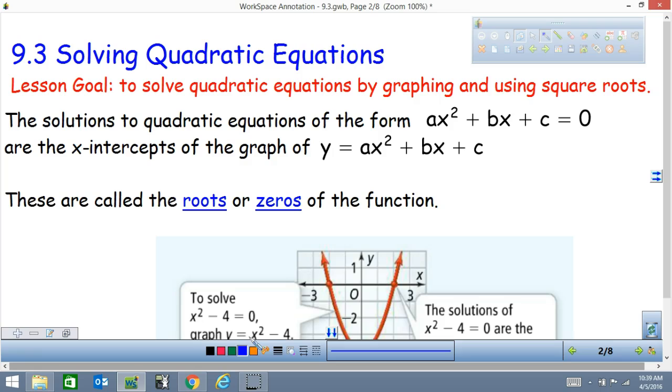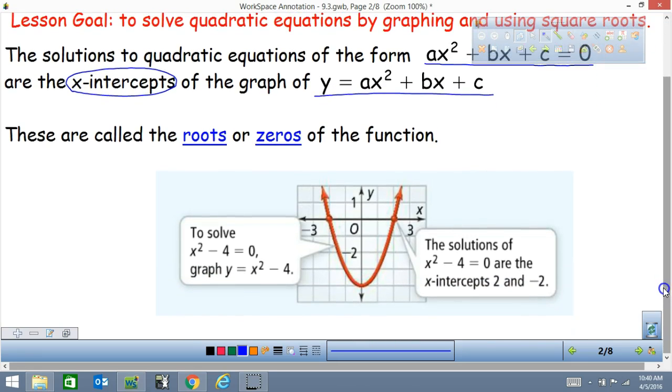The solution to the quadratic equation ax squared plus bx plus c equals 0, those are the x-intercepts. So the solutions to this equation are the x-intercepts of this graph. These are called the roots or the zeros. That is, the x values when y equals 0.